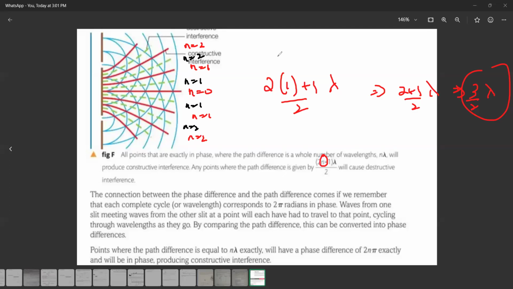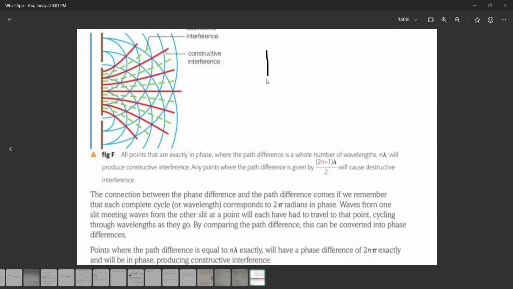Yeah, this formula is correct. In the exam, you can use this formula as well, because this formula is like ordering the image. When we have a double slit, we have a central maxima. Then we have first order maxima, second order maxima.